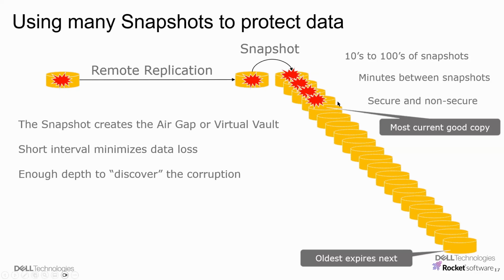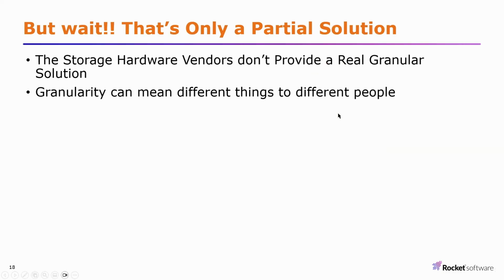So you may have to go back to the most current good copy, right, between all of the snapshots, and then perform your recovery from there. But wait, that's only a partial solution, right? The storage hardware vendors, and it's all of them, it's Dell, it's IBM, it's Hitachi, they don't really provide a real granular solution to recovering individual data sets.